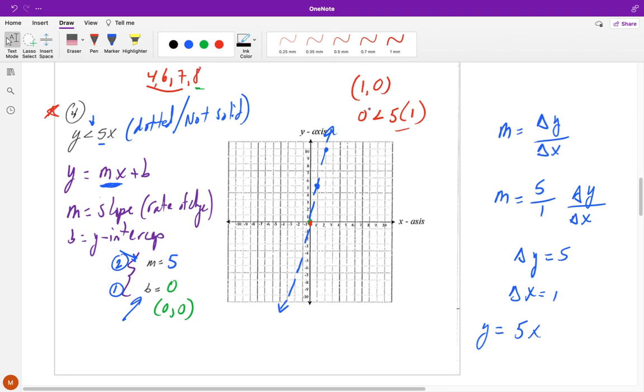So it just allows me to easily compare. Well, 0 is less than 5. So this is a true statement. So that means the point (1, 0) was part of the solution region. Because remember, if one point works in it, they all do.